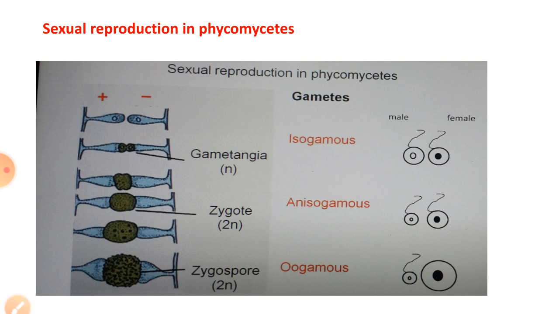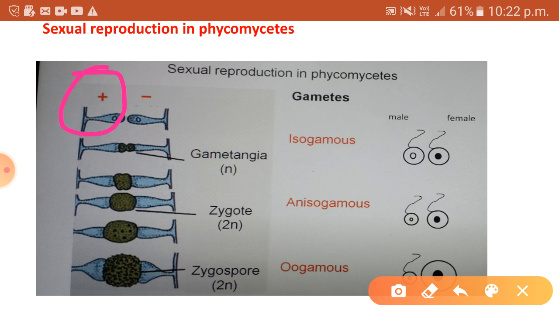About the sexual reproduction in Phycomycetes, two genetically different hyphae come together, and at the tips of these gametangia-bearing hyphae, gametes will be produced. One hypha will produce a gametangium with female gametes and the other one with male gametes. The male and female gametes fuse to form a diploid zygote.